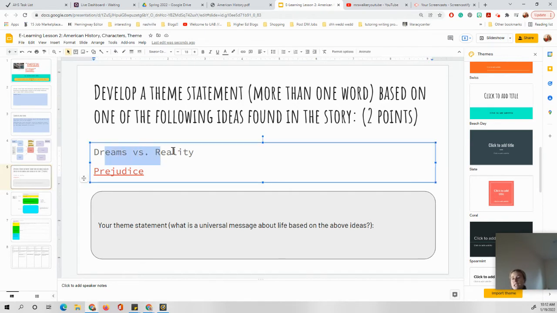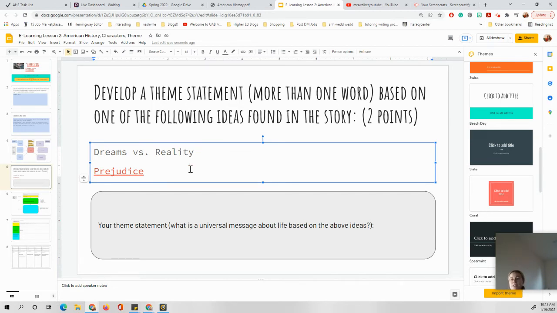The first one is dreams versus reality. Okay, so Elena is full of dreams. She loves to read. She loves to be imaginative. She has ambition and she has goals. But how is that different from her reality? What's a message about life that we can learn? What's Cofer trying to teach us about when your dreams don't line up with your reality?